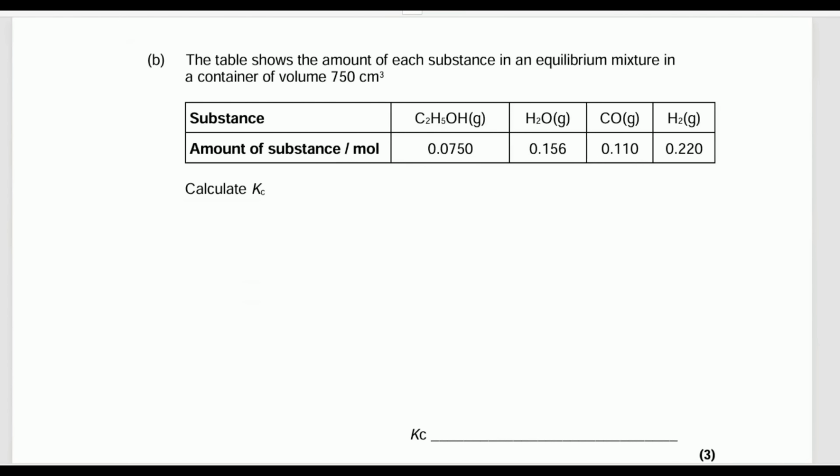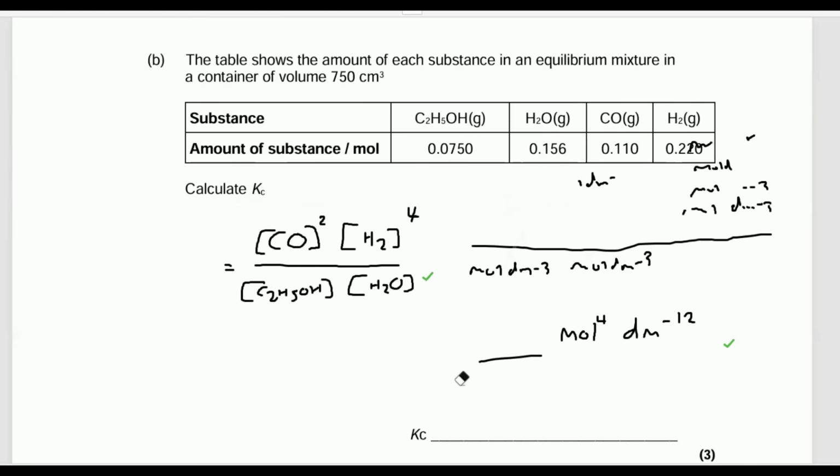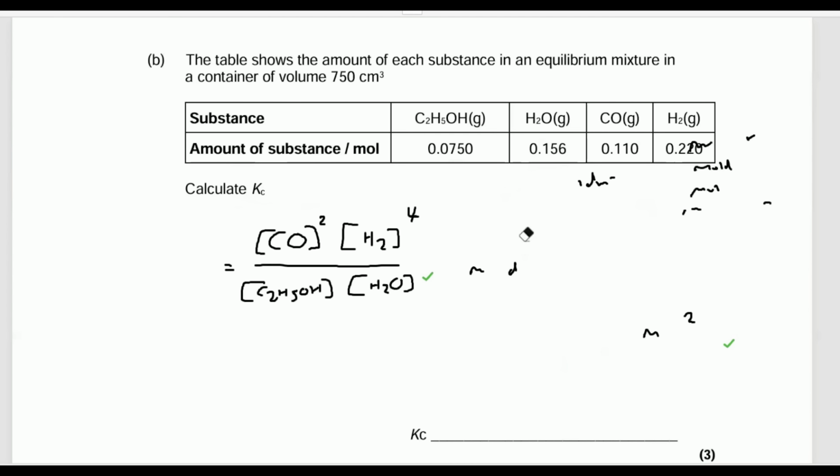Now, Part B, the table shows the amount of each substance in the equilibrium mixture in a container of a volume of 750 centimeter cubed. And what I'm going to do is put the equilibrium expression back on, get rid of that bit I did for working out the units. So I want the expression back on so we can see what we've got to do.